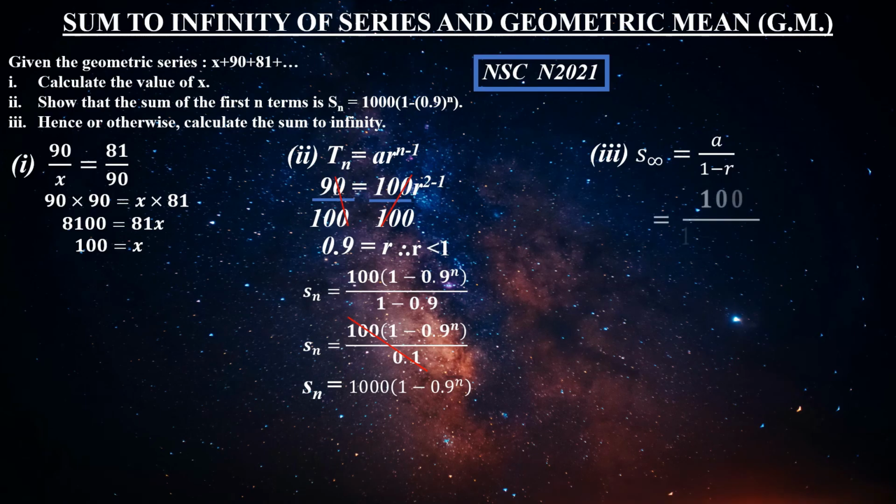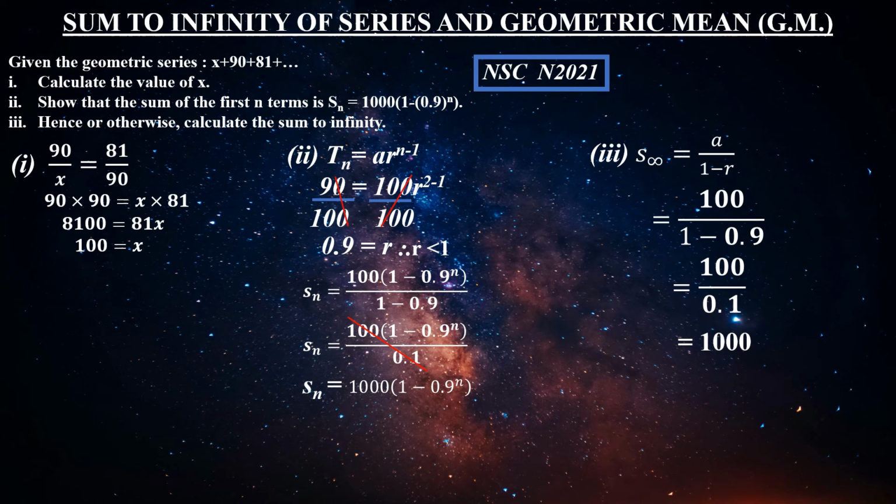Okay, and a is 100 divided by 1 minus 0.9, and that is going to give us 1000. So that means if x was wrong, everything will be affected. So you just have to be very careful, right? Because if you get one thing wrong, everything will be affected. So these are geometric series and arithmetic series.